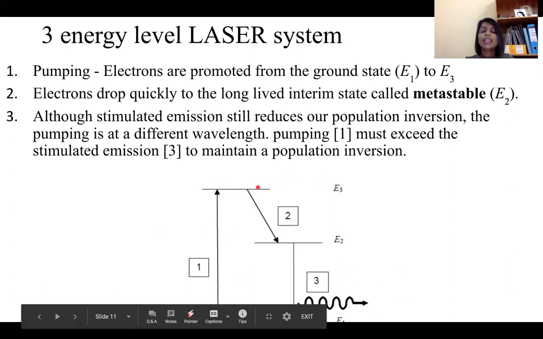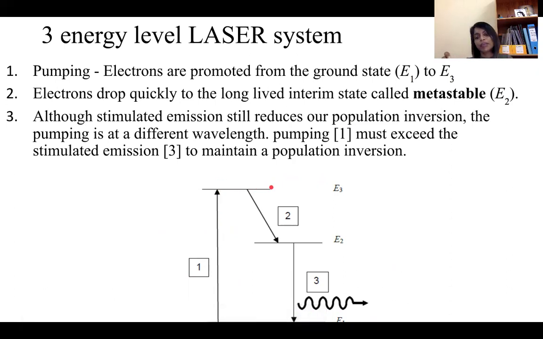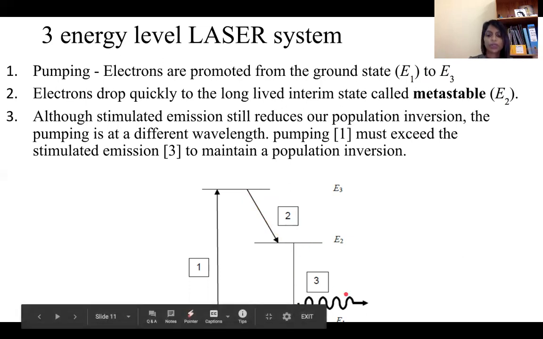And then what happens? This E3 state has a very short lifetime. So electrons which are pumped up into this E3 level quickly drop back to the E2 level because of the short lifespan of E3. And then what happens? E2 is a metastable state. Metastable state means it has a longer lifetime compared to E3. So when electrons quickly come to E2, they can remain there for a few milliseconds, and then what happens? It will jump back to the ground state, emitting a photon.